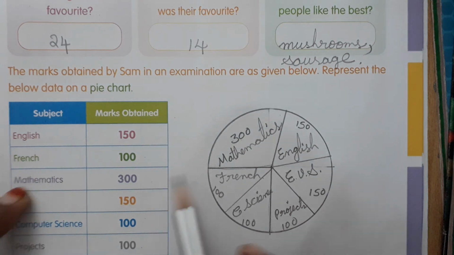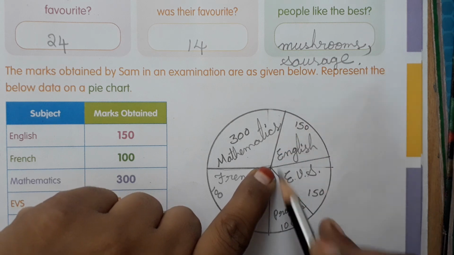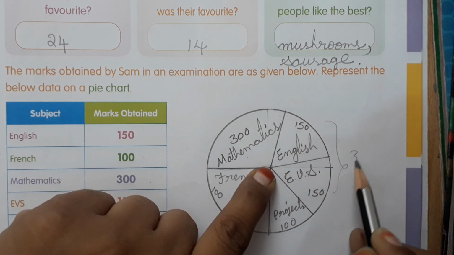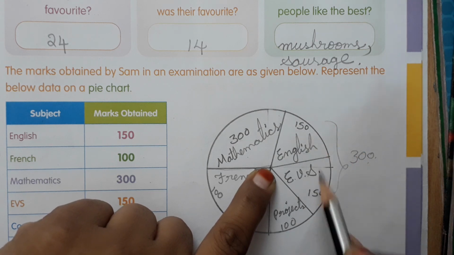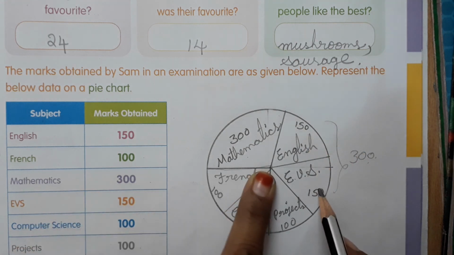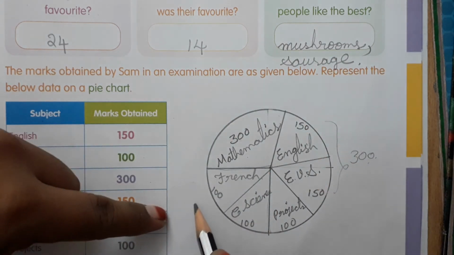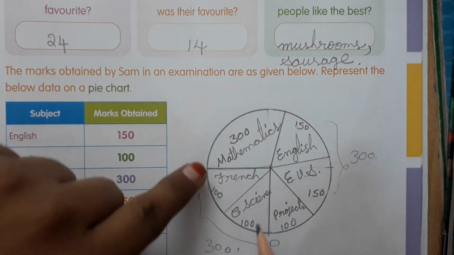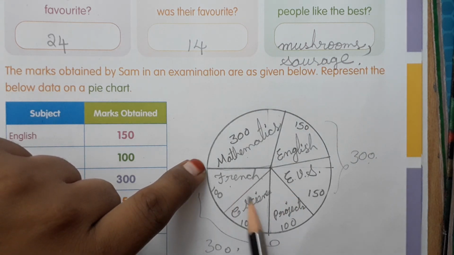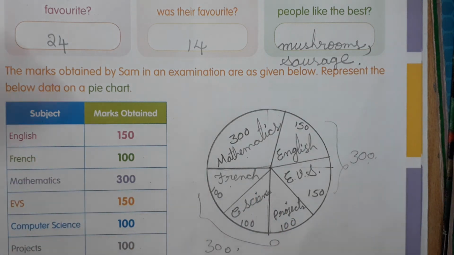Mathematics marks obtained 300. And next this part totally also 300, children. Now here I divided this 300 part into 2 parts. Each one 150, 150. English 150 and EVS 150. And the last one also 300, children. Again I divided this into 3 parts, children. 300s. French, computer science, projects.